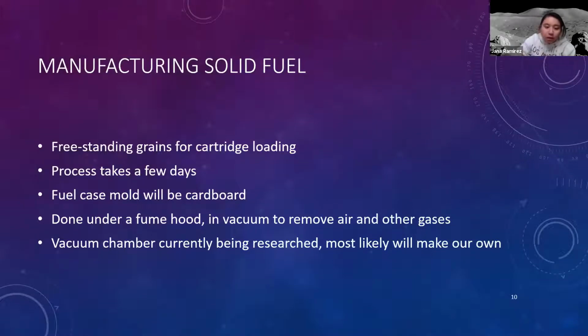So of course, one of our important aspects of the project was freestanding grains, and we did cartridge loading, which went along with our batch mixing. The cartridge inside of the fuselage was made of cardboard that we were able to insert into the fuselage, and once it was dried and formed, we could also take it out of the fuselage so that we could reuse it to make other propellants.